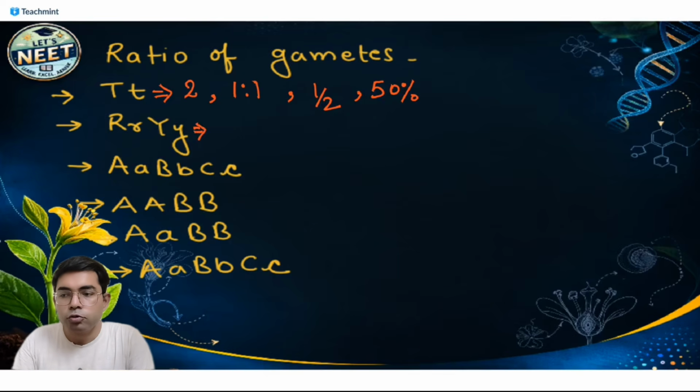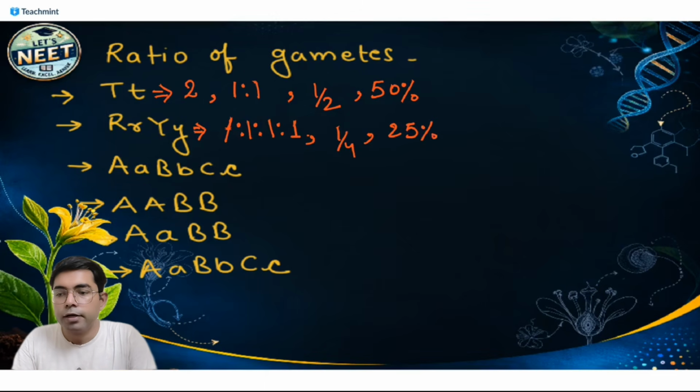In the same way, here you see how many gametes? So 2 to the power 2. So there are 4 types of gamete. So the ratio of these 4 types will be 1:1:1:1. Now each one will be 1 by 4 fraction wise. And if percentage wise asked, then each one will be 25%.